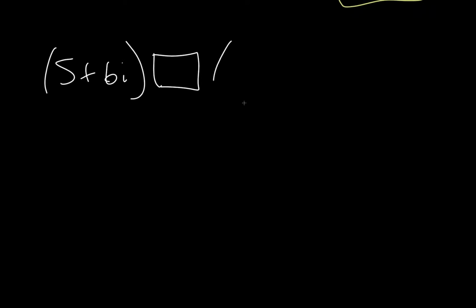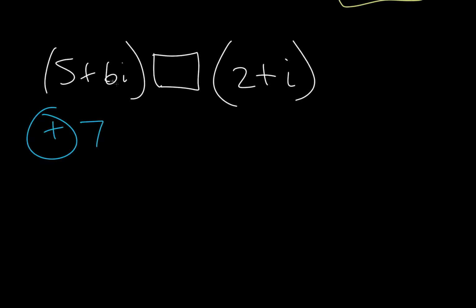So let's go through one more of those. Okay. So first we're going to add these. Adding, we just combine like terms. 5 plus 2 is 7. 6 plus, this is a 1, is 7 also, so 7i. Subtraction, pretty straightforward. We just change all the signs. So if they're positive, make them negative. If they're negative, make them positive. So 5 and negative 2 is 3. 6 and negative 1 is 5i.